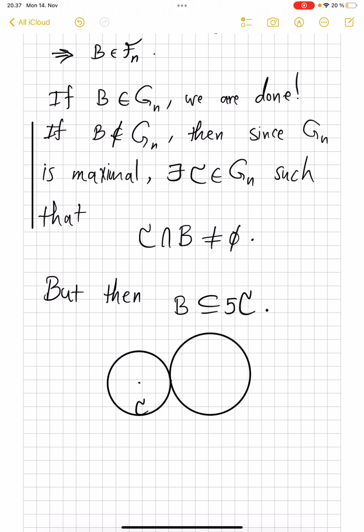To make things work, I want to make C's job the most difficult. C is trying to make this happen. If you dilate it 5 times, it has to consume B. To make its job the most difficult, I'm putting it outside, of course, as far as I can. But it's still, they meet, so I made it just touching along the boundary.